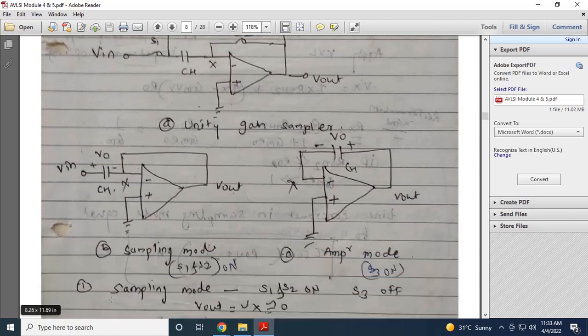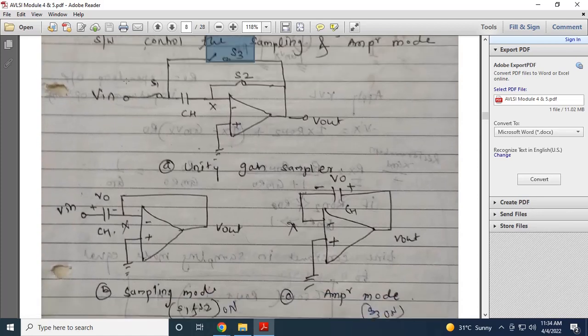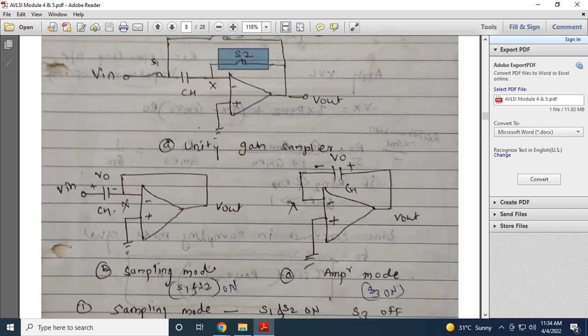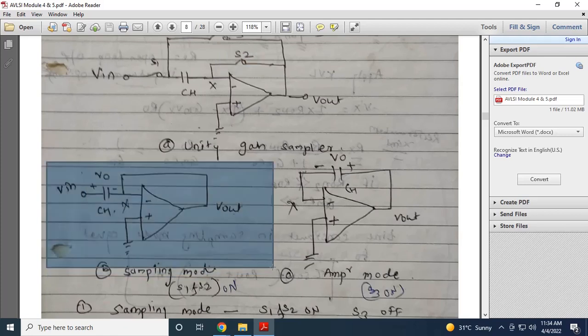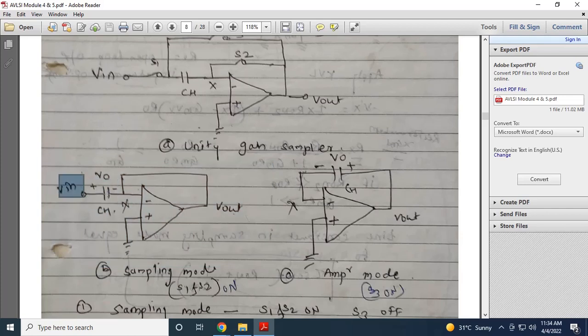Now in sampling mode, switches S1 and S2 are on. So whenever switches S1 and S2 are on, this is the sampling mode. This is the equivalent circuit in sampling mode. This capacitor will track the input signal in sampling mode, so it will take the sample of the input signal and store the voltage, that is the input voltage.